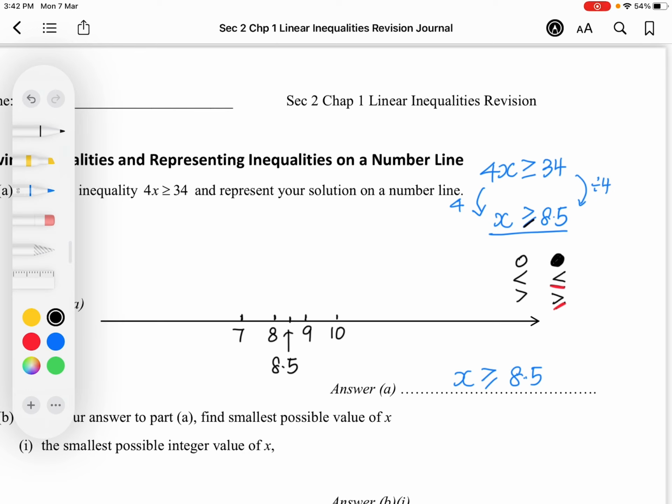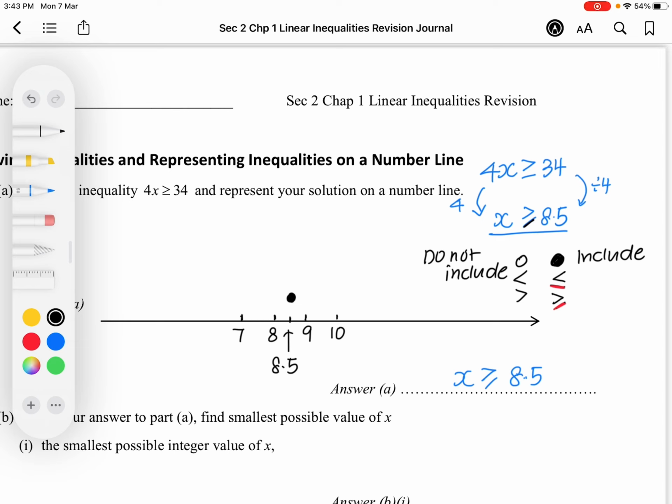So in this case, I have x is greater than or equal to 8.5. Can I include 8.5? Yes, right? We can include 8.5. And this one is do not include. So what will it be? Will it be an empty circle or a solid circle? Since I can include 8.5, that means I'm going to draw a solid circle. Above the number line, do not touch the number line.